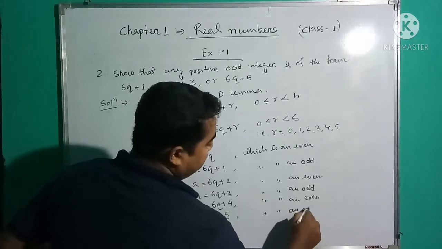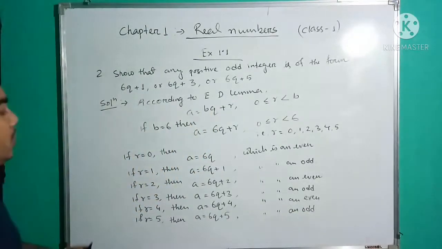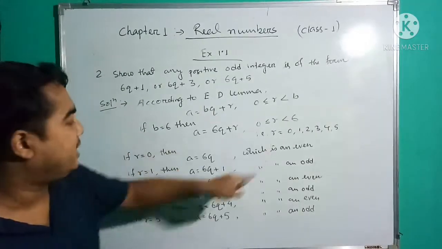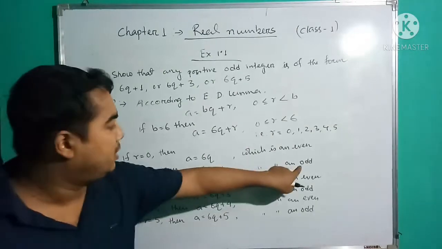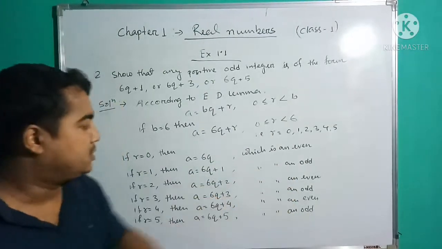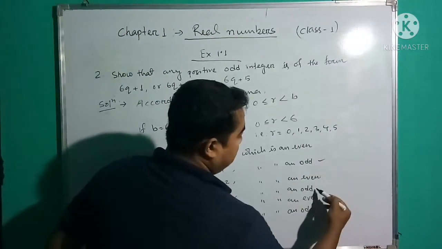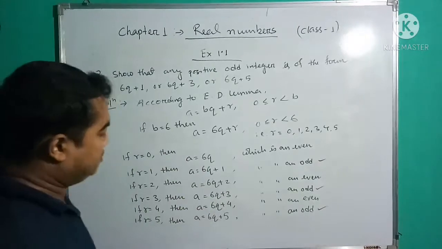Again, if we divide any number by 6 and the remainder is 5, then A equals 6q plus 5, an odd number. Okay, now see, when we divide any number by 6 and the remainders are 1, 3, 5, then they are odd numbers. Okay, these are the answers.